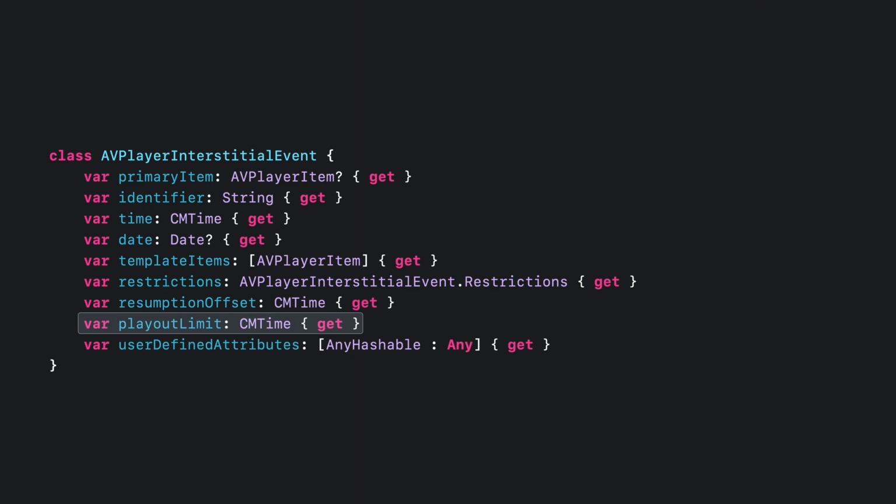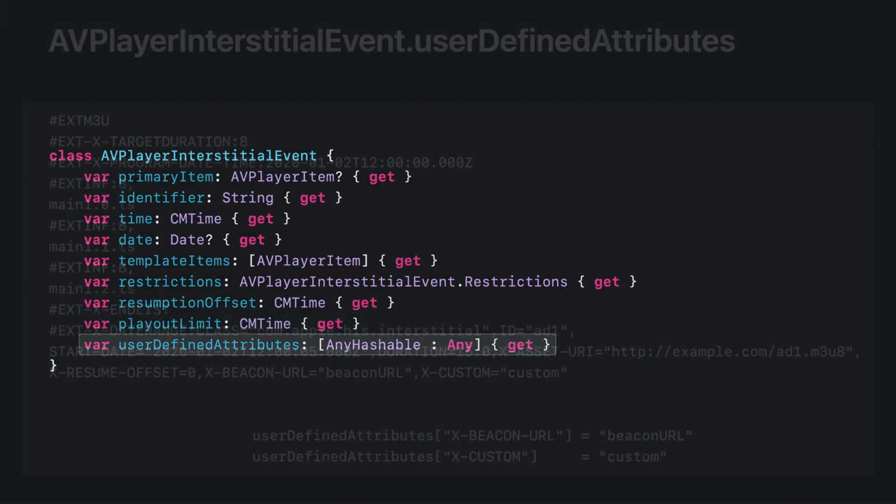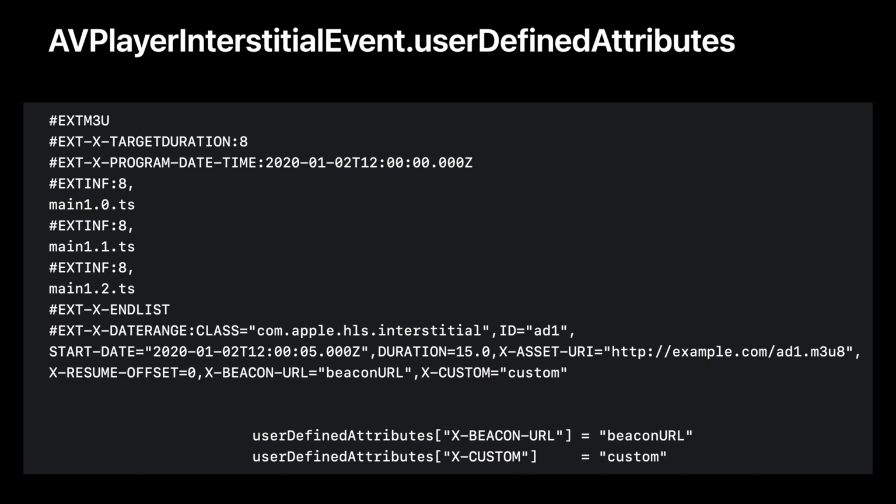And finally, we have a dictionary of user-defined attributes. So you can specify custom attributes in the date range tag, and these will be surfaced to your client application through the user-defined attributes property. For instance, you might include a beacon URL and other custom attributes for reporting ad playback metrics.